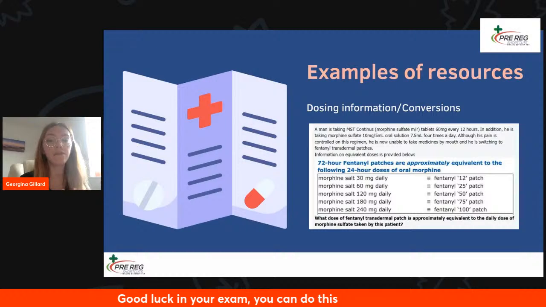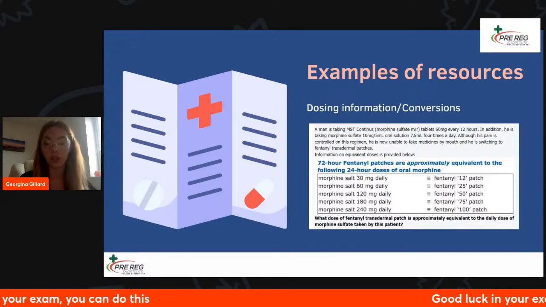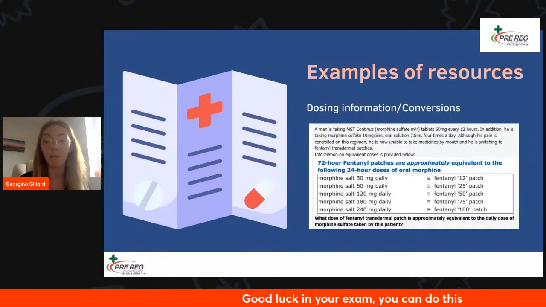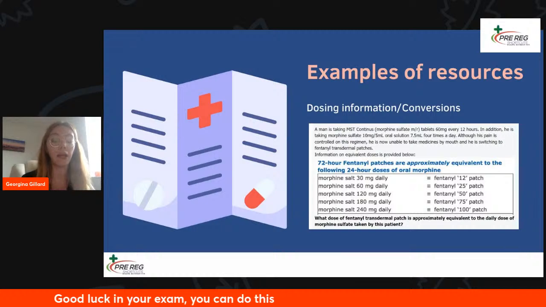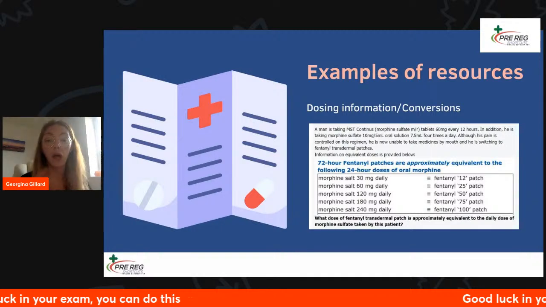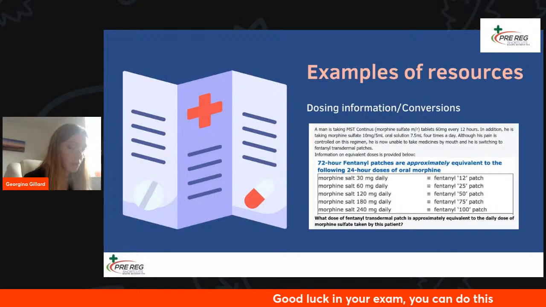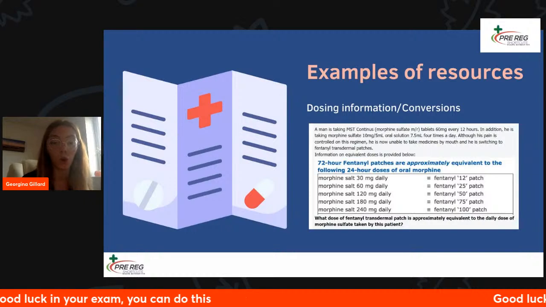So it could be that you have to identify the condition, or actually advise on the most appropriate course of action. You can also have dosing information and conversions. This comes up a lot in the GPhC exam, both in paper 1 and in paper 2. I had it in my exam in July 21, in both paper 1 and paper 2. It comes up very, very often. So of course that can be either in paper 1 or in your paper 2.